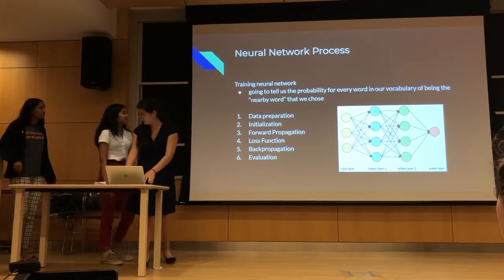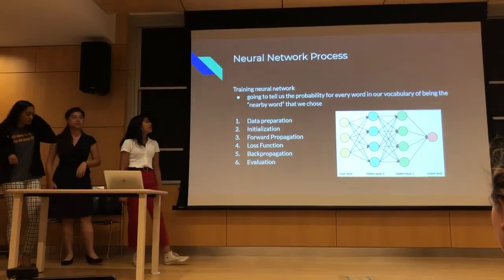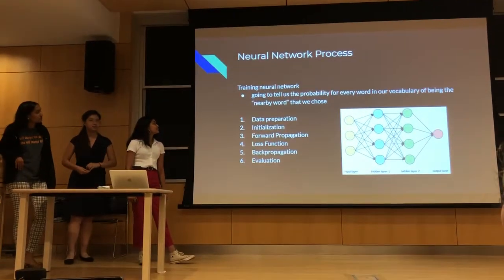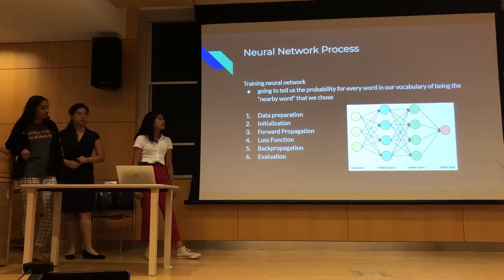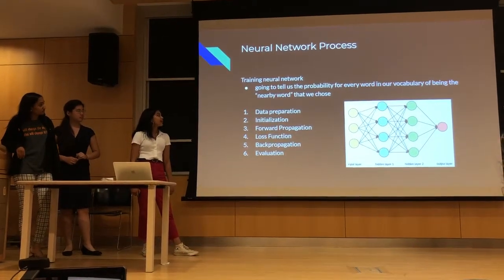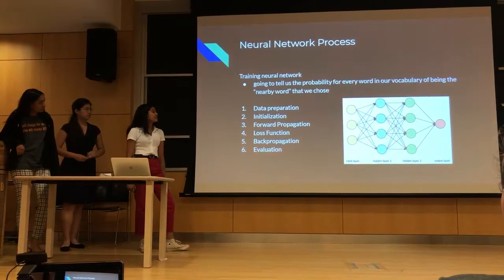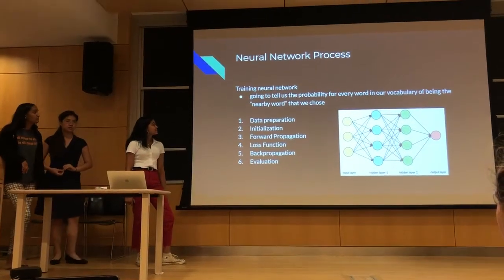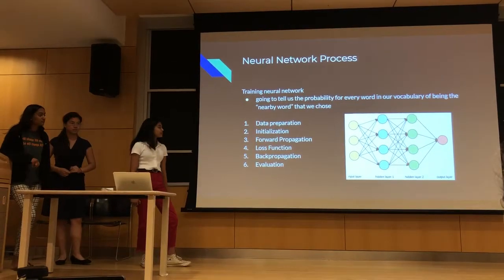Okay, so the neural network process, like how to train a model. For this instance, we're just going to train a model to tell us the probability of every word in a vocabulary being close to the next word, or close to a certain word. So the process is first you do data preparation, and that's when you get all of your data and split it up.